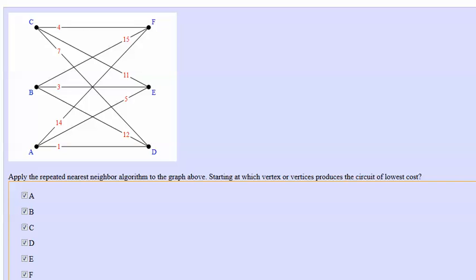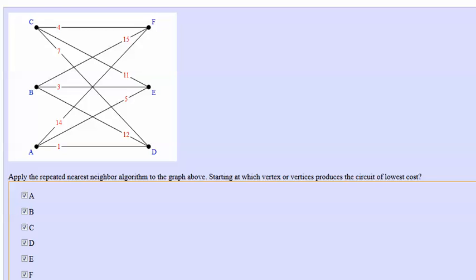And from B, your only choice is E, because that's the only one that doesn't take you backwards to something you've already visited, and that's 3. And then E to A will close the circuit, and that costs 5. So when you add that all up, you get 35 for the cost of that circuit, starting from A and using the repeated nearest neighbor algorithm. And you will go through and do those for each one of the vertices. So let me just tell you what those are. You go through and do it and see if you can replicate this.